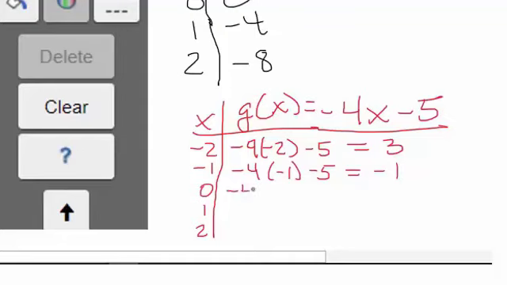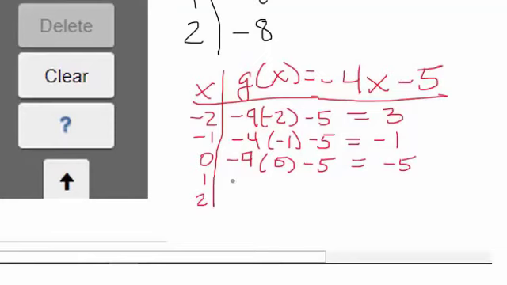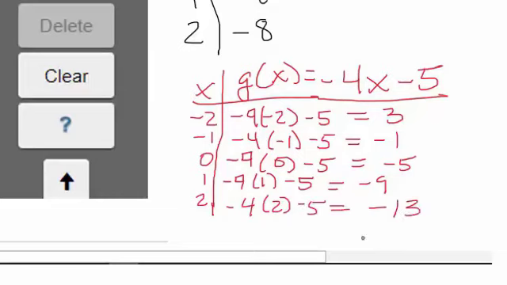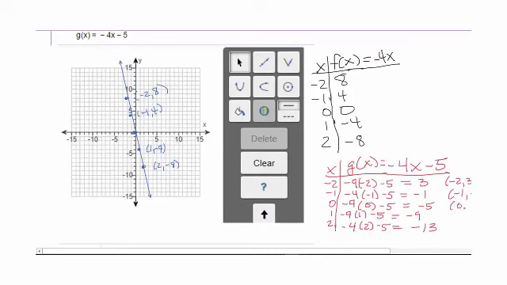For 0, we get negative 4 times 0 minus 5. That's going to be negative 5. For 1, we get negative 4 times 1 minus 5, which is negative 4 minus 5, a negative 9. And for 2, we're going to have negative 4 times 2 minus 5, which is negative 8 minus 5, which is negative 13. All right, so just to be clear, what are we saying here? We're saying that our function g goes through the point negative 2, 3, the point negative 1, negative 1, the point 0, negative 5, the point 1, negative 9, and the point 2, negative 13.